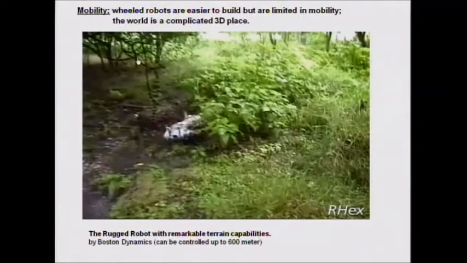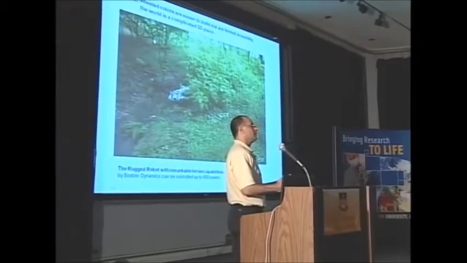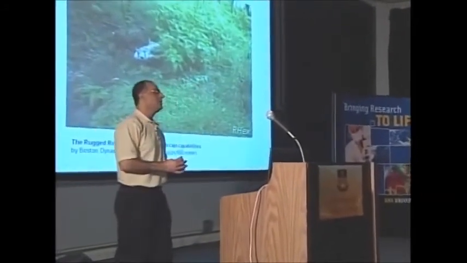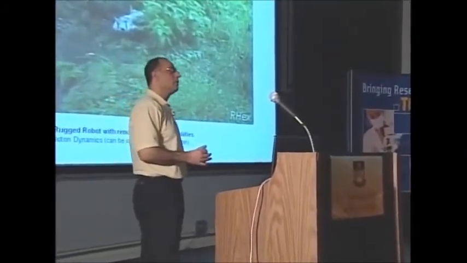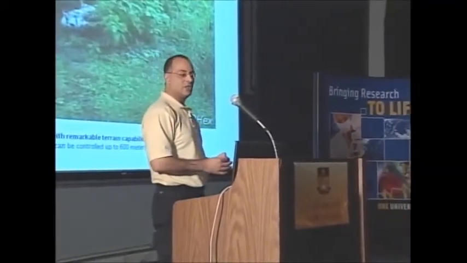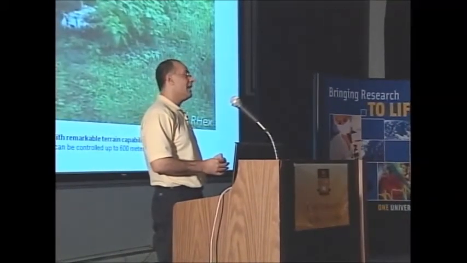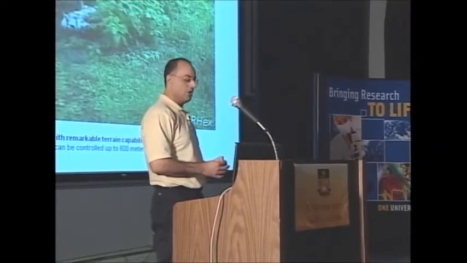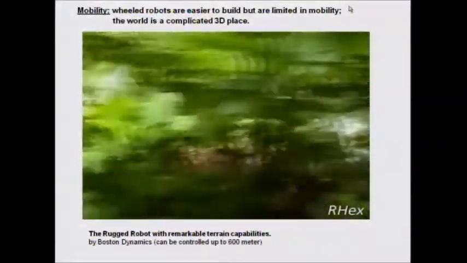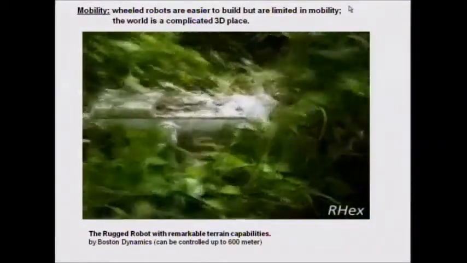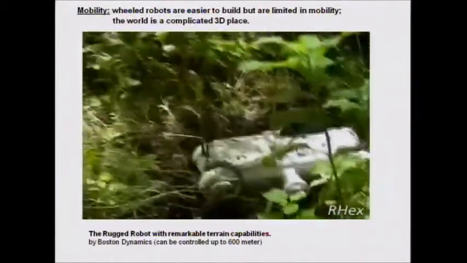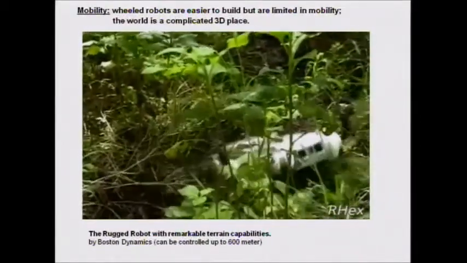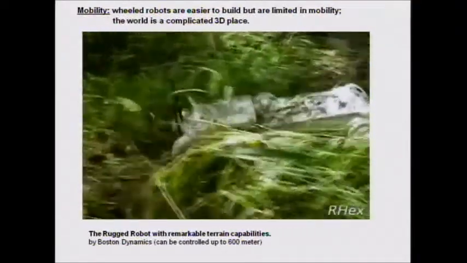We are moving to the area of mobility. Once you have your robots, you need to make them mobile. Mobility can be done simply by wheels, but wheeled robots are no longer that attractive because of the limited mobility they have. The world is 3-dimensional. So there is so much work done on mobile robots. And this one is done by Boston Dynamics, and I believe that McGill University has also been contributing to this development.